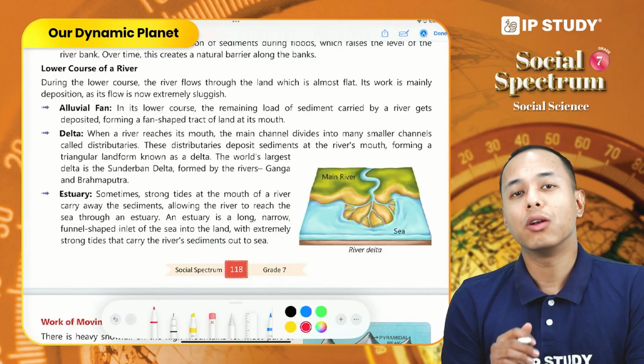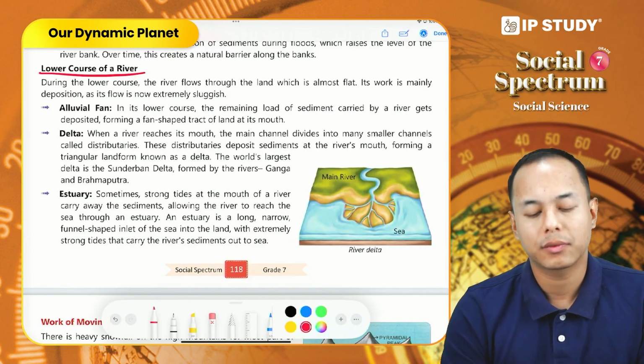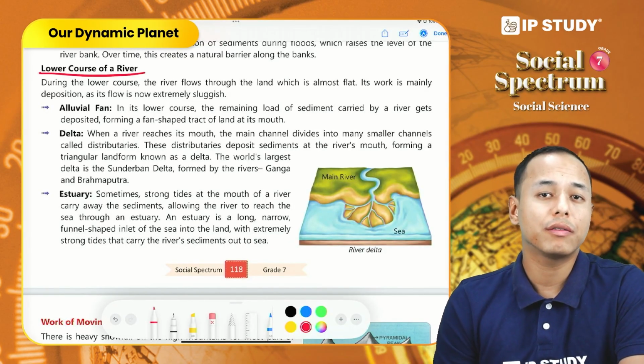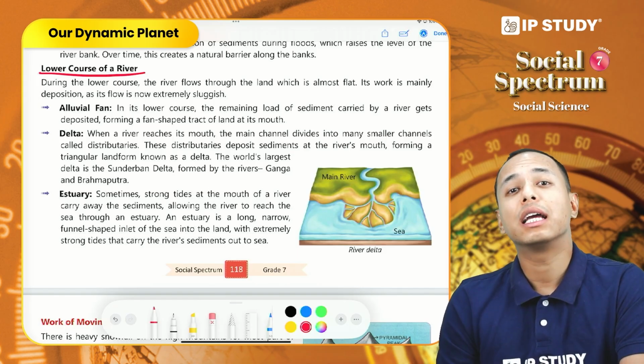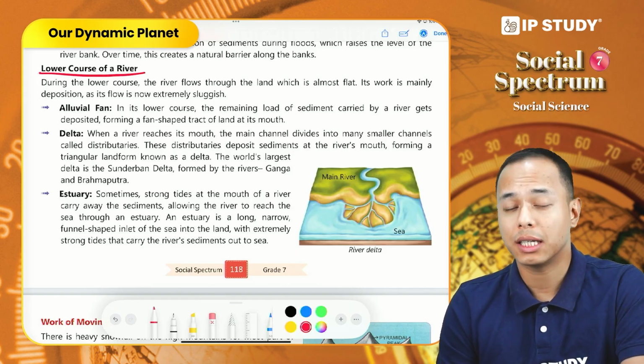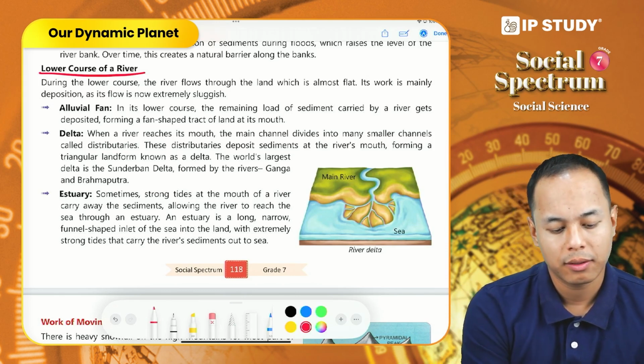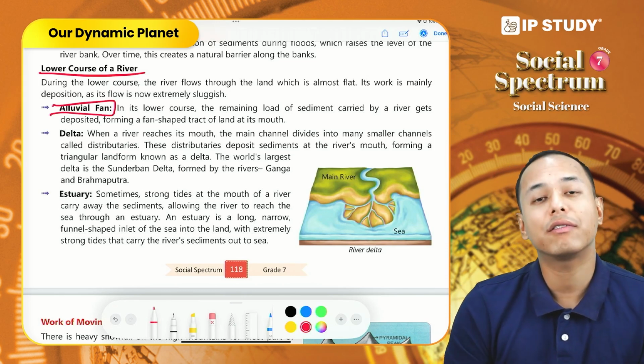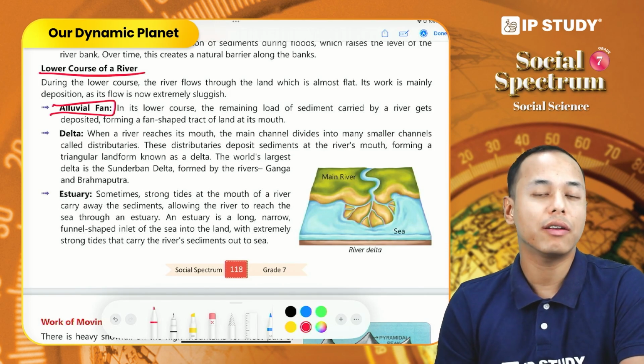Now comes the lower course of the river. During the lower course of the river, the speed of the river is very sluggish, and the main action that the river does here is deposition. So the first landform it creates is alluvial fan.